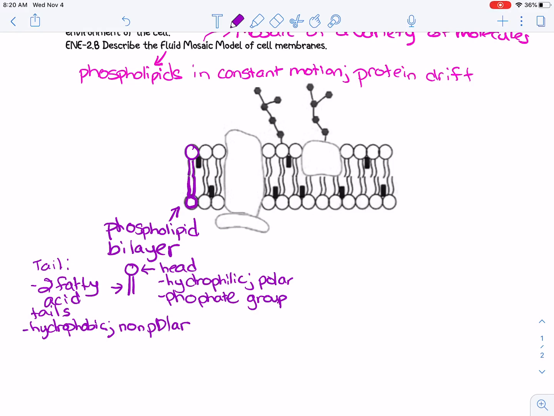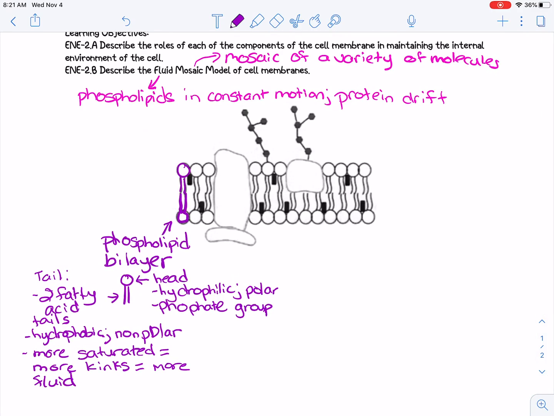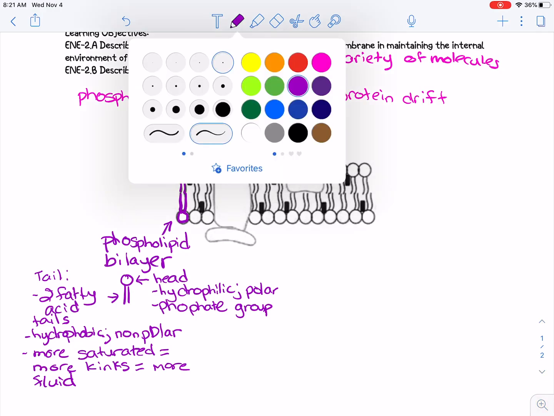We also know about saturated and unsaturated fats. If the tails are more unsaturated, there's more kinks in them, and so there's more space between the fatty acids, so they're more fluid. It's one of those fluid parts of the fluid mosaic model. Okay, so that's the main structure, and that's what keeps it semi-permeable. We'll talk more about that in a different video.